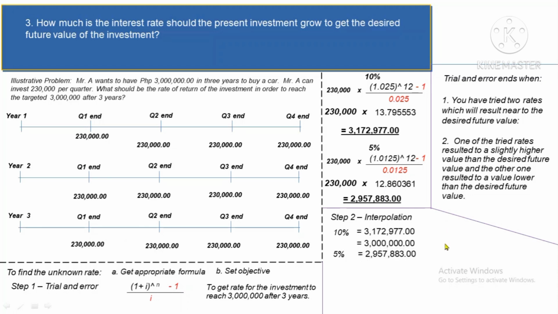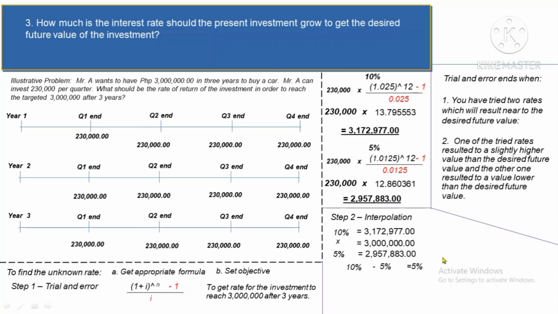as well as the x representing the unknown rate. And then we find x. The question is, how do we do that? Focus on the tried rates. So we have 10% and the 5%, and then get their difference, which is 5%.